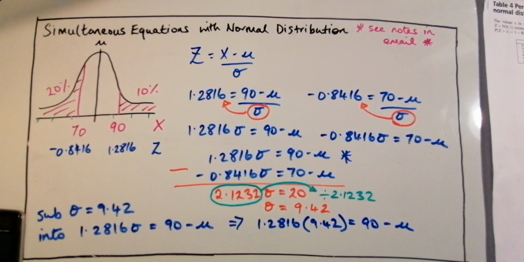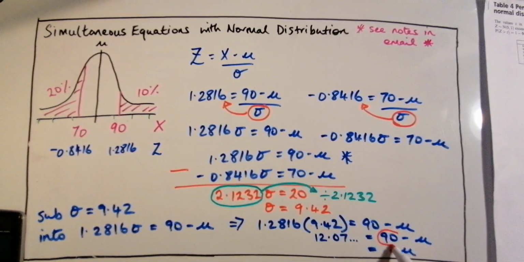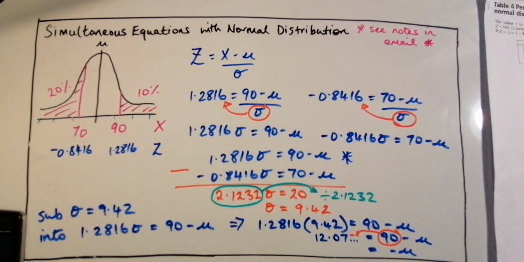Calculator again, 1.2816 times 9.42, 12.07207. I'll keep the rest of that on the screen, I'll just write it to two decimals, is equal to 90 minus mu. I want to get that minus mu on its own, so I'm going to bring my 90 over to the other side. 90 there's a nice positive number, so I'm going to take it away on the other side. So 12.07, take away my 90, leaves me with negative 77.927, and I'm going to call it 93.